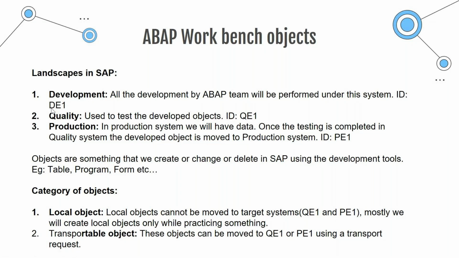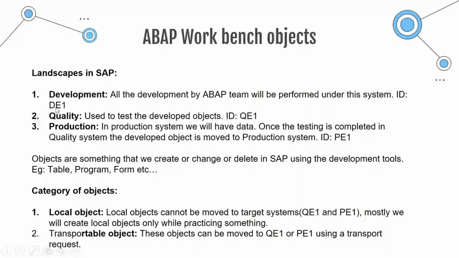After D, the remaining two characters could be anything, alphanumeric. You can have both alphabets and numbers. It's different in every project. The first letter is common: D for development, Q for quality, P for production. The next two letters can be different as per your project. The reason I've given this example is that when we get into transportable objects, you will understand the system IDs. So just remember that this is a test system ID that I'm giving here, just an assumption.